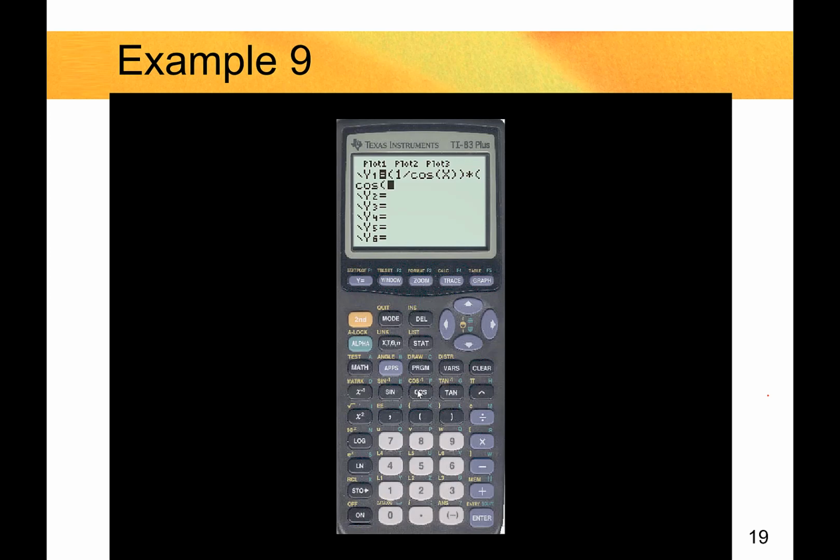Open up a parenthesis, on top we have cosine, put an x, close off the parenthesis for cosine, divide by sine of x, close off the parenthesis for sine, then close off the parenthesis for the whole term. Okay, that's the first term, or the left side. The right side is 1 over sine. Make the x, close off the parenthesis.